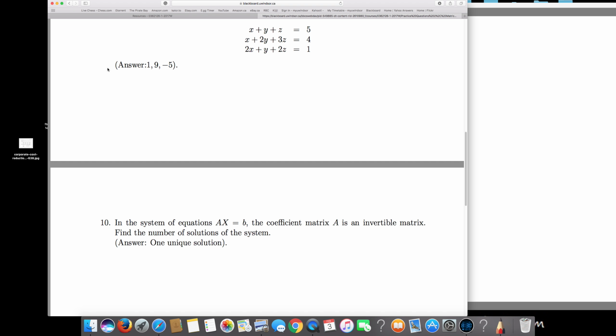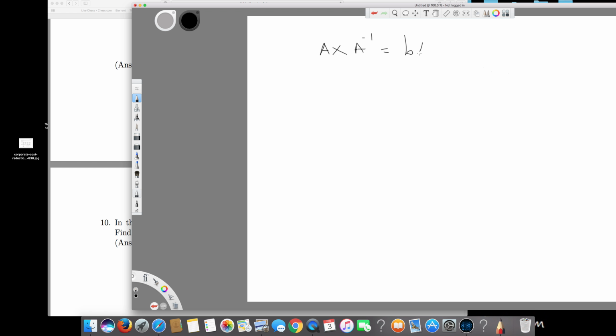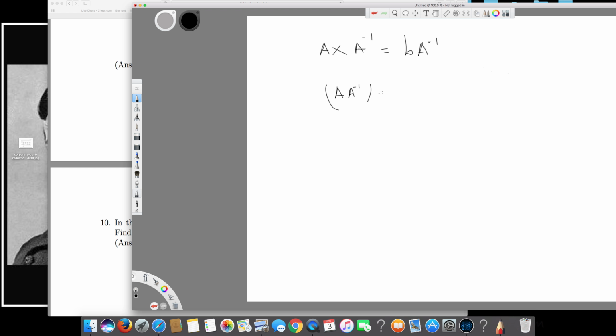the other question. In the system of equation Ax is equal to B, the coefficient matrix A is an invertible matrix. Find the number of solutions of the system. If A is invertible, it means A to the power of x multiplied by A inverse should be equal to B multiplied by A to the negative 1, right? So A times A to the power of minus 1, x is equal to B times A to the power of minus 1.